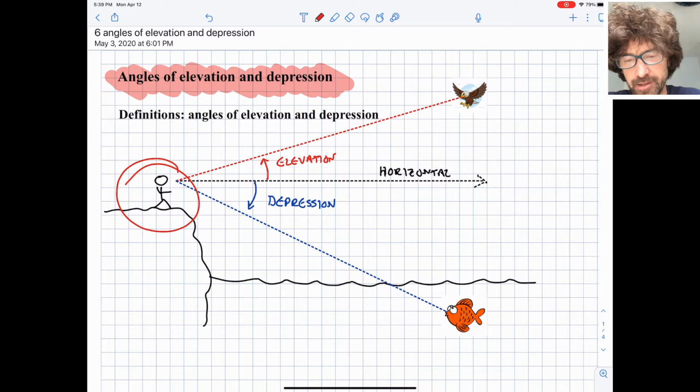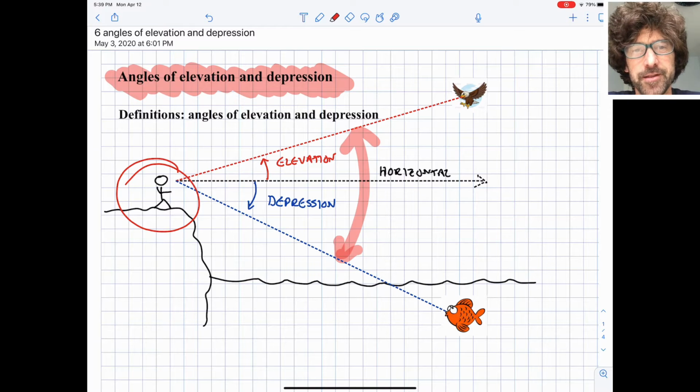Important thing to keep in mind, we don't really care about this total angle right there, okay? When we're working with these sorts of problems, we just care about the angles relative to the horizontal, right? So we don't care about the sum of those two angles. We don't care about that total angle.